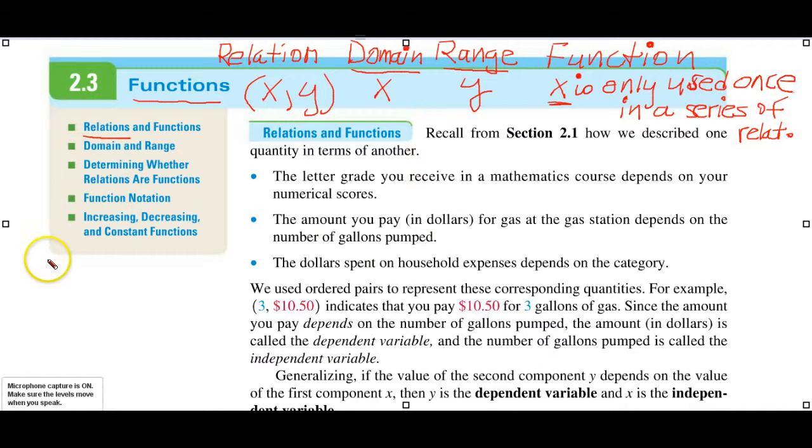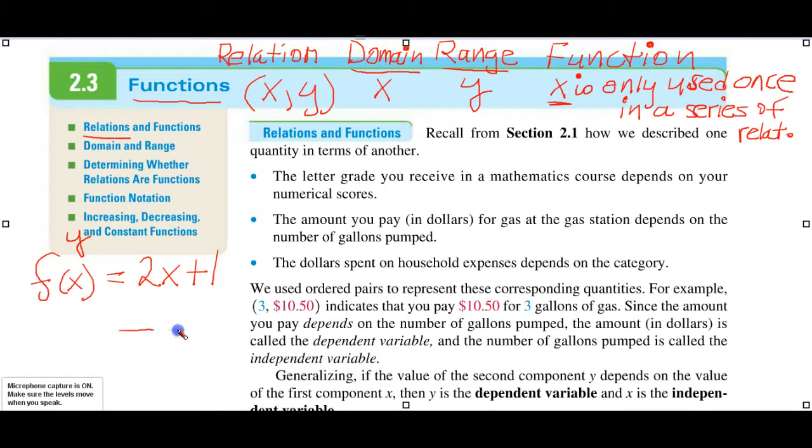Now, one of the best examples of a function is f of x, which is the symbol for function, is equal to 2x plus 1. And you should also keep in mind that we said often we could substitute the f of x symbol with the letter y. So we're saying y equals 2x plus 1.